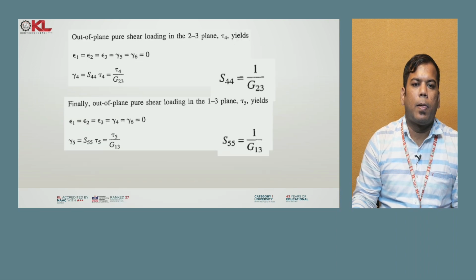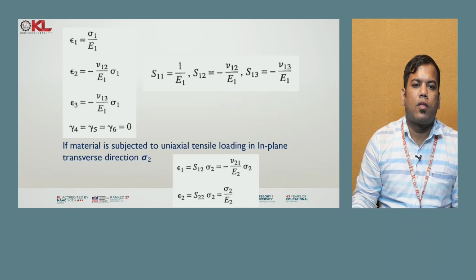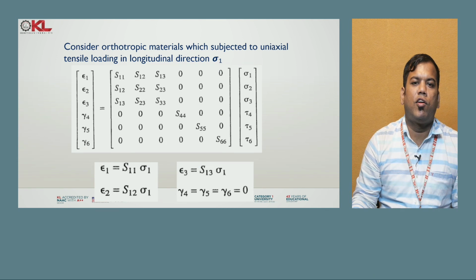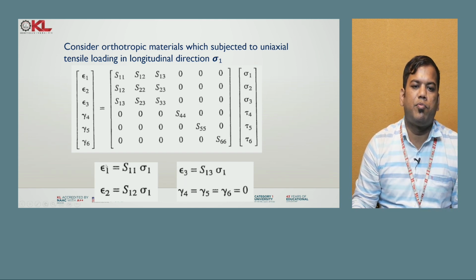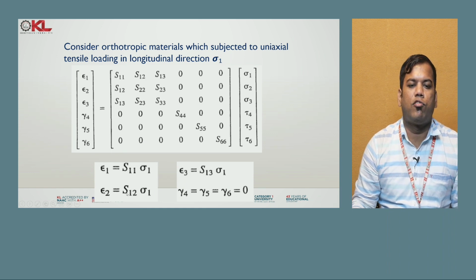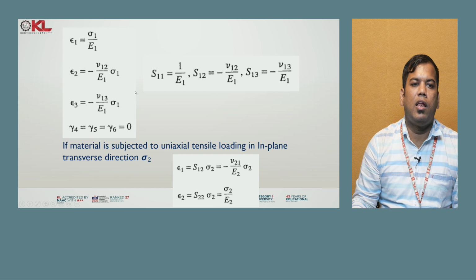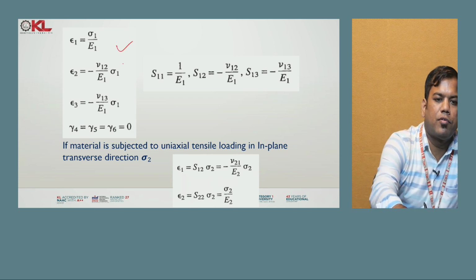Now let's consider this orthotropic material, which is subjected to sigma 1, a uniaxial tensile load in the longitudinal direction. So we will calculate epsilon 1 as S11 sigma 1, epsilon 2 as S12 sigma 1. Similarly, you can calculate each of these terms.